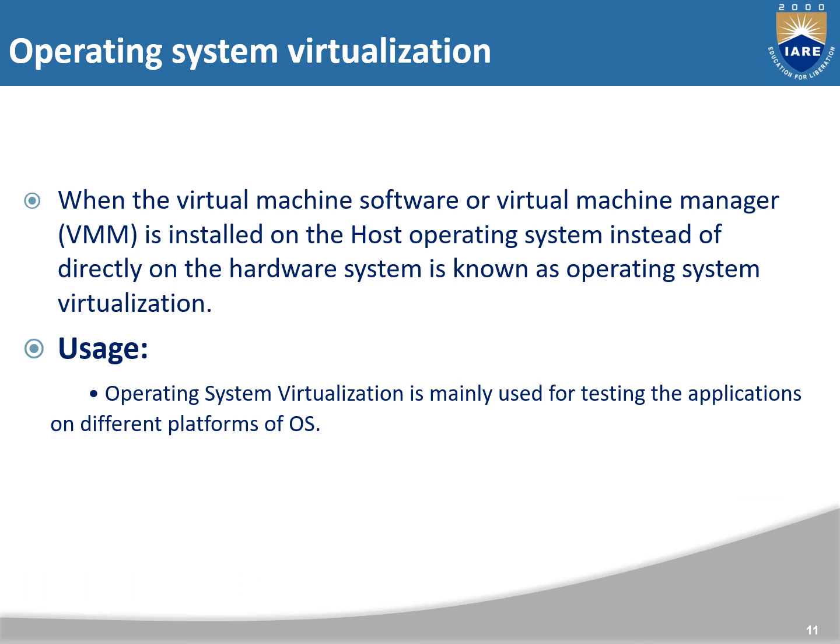Next comes operating system virtualization. When the virtual machine software is installed on the host operating system instead of directly on the hardware system, it is known as operating system virtualization. It means that the virtual machine is installed on the host operating system, with no need to install it directly on the hardware system. The usage of operating system virtualization is mainly for testing applications on different OS platforms.